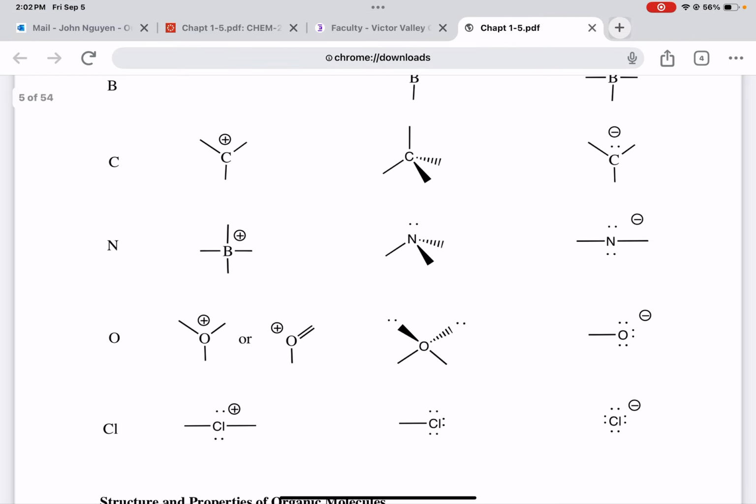Okay, notice carbon, if it has 3 bonds, that's missing a bond, and that will bear a positive charge. If carbon has 3 bonds and a lone pair, on the right column, you guys see on the right column, that would be a negative, because it's got an extra electron.